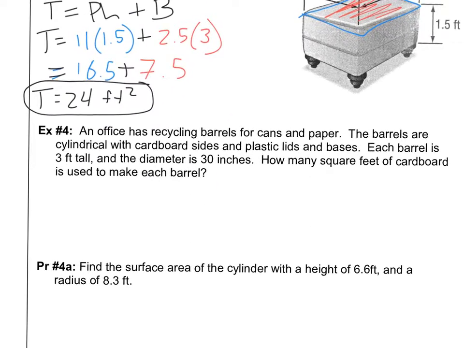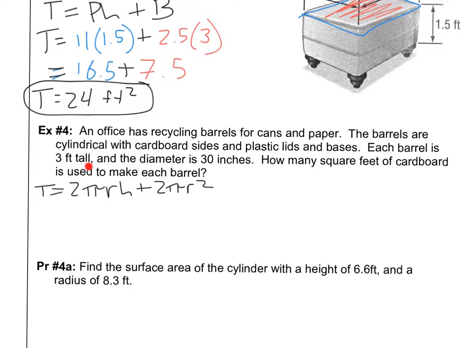An office has a recycling barrel for cans and papers. The barrels are cylindrical. Okay, that's important. That's a key word there that tells you you're going to be using the formula for a cylinder. I'm going to write it up here. It's 2 pi r h plus 2 pi r squared, where this is the side and this is the two circular bases.